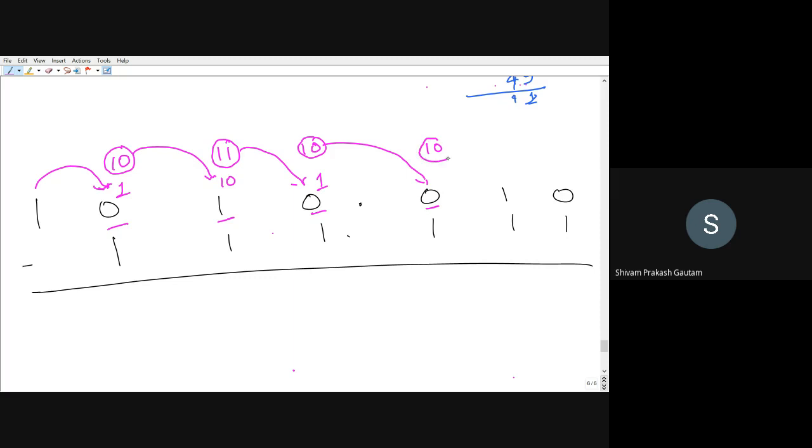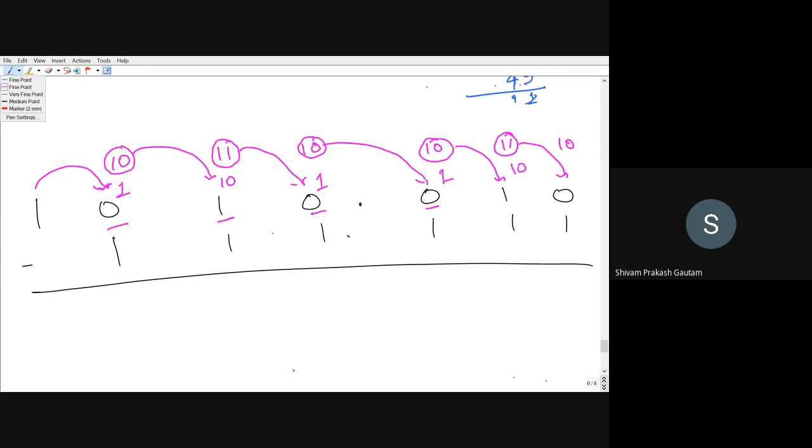Again it has to donate. So this 10 will become 1, and 1 will be gone here. So this will become 11. But again, it has to donate, so this will become 10. Have I made any mistake? Okay, 10 and 1 will be gone here. So this will be 10. Finally, we are having 10.